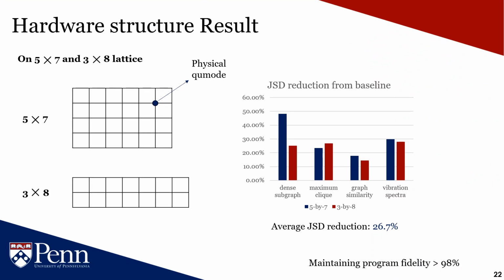Also, we have tested the hardware impact. We compiled the tasks to 5x7 and 3x8 lattices respectively. The average sample distance reduction is 27%.